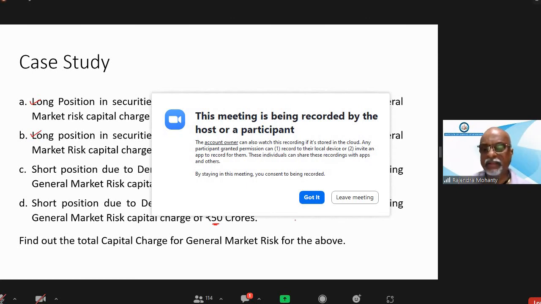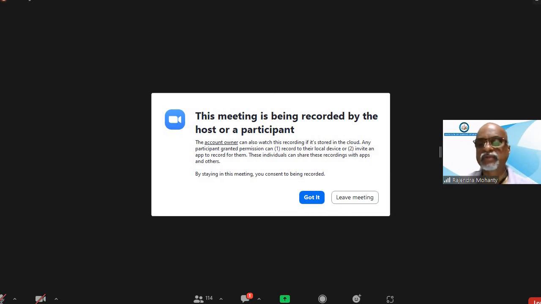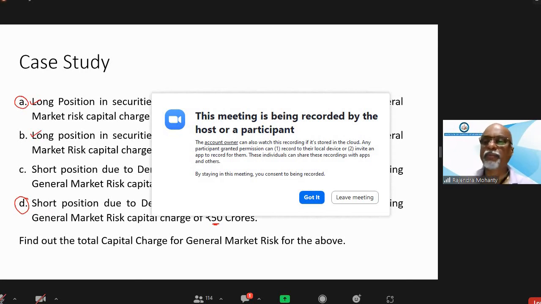Do you find anything under the same time band? Yes, sir. A and D. A and D are in the same vertical. Very good. So A and D are in the same time band. So for A and D, what is the application to be done?